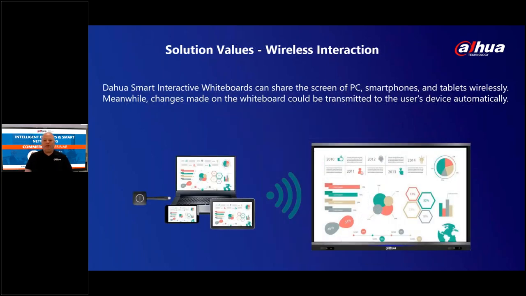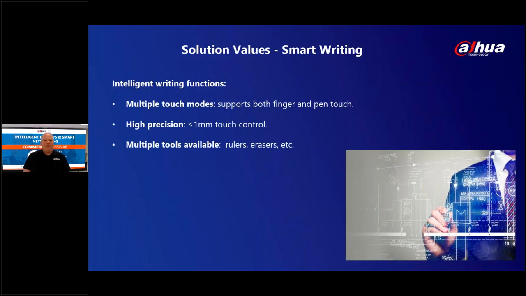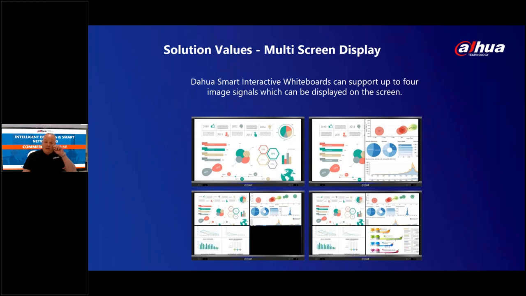And of course, wireless interaction makes it possible to share information from tablets, smartphones, and different computers around the room. All of that information can be sent seamlessly to the panel. And of course, smart writing, as you would expect, the ability to write on the board. It's done with an electronic pen, so that information can be stored and notes can be taken. You can also do it with your finger as well. And of course, you're able to stitch these displays together, so you can stretch images across multiple screens as you would with a normal video wall.